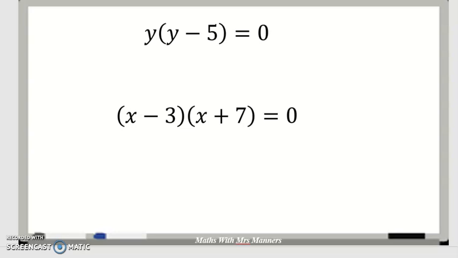So how are we going to use this null factor law? Well, what this says is y, don't forget y represents some number. Y, when it's multiplied by y minus 5, we're going to get 0.